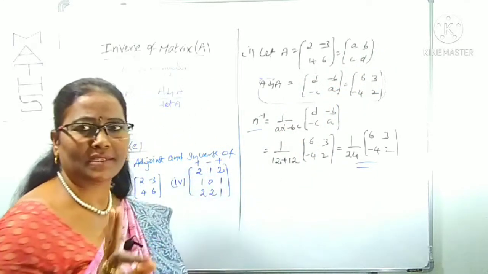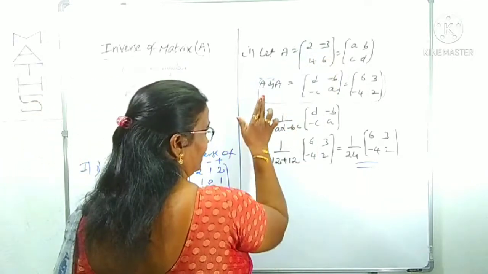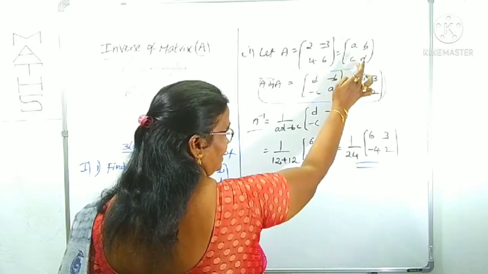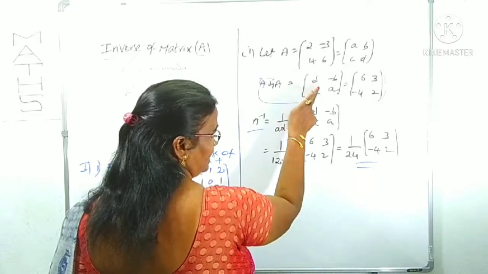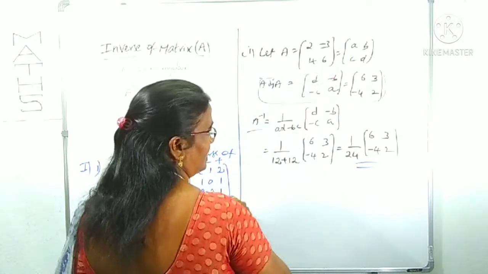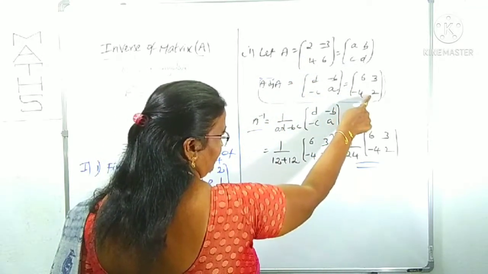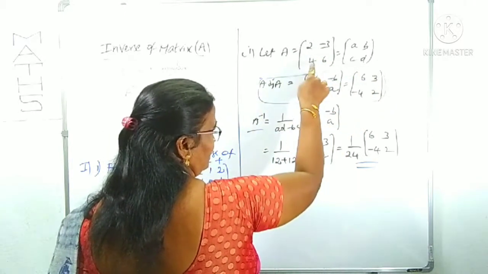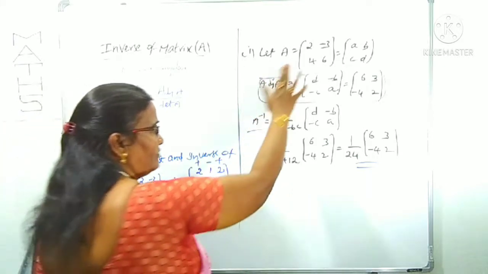For a 2 by 2 matrix, what is the adjoint formula I have given you? For A, B, C, D, what is adjoint A? We interchange the two diagonal elements A and D, and change the signs of the other two. According to this, 6 and 2 are interchanged: 6 in place of 2, and 2 in place of 6. Then the signs change: -3 becomes +3 and 4 becomes -4. That is the adjoint of this matrix.